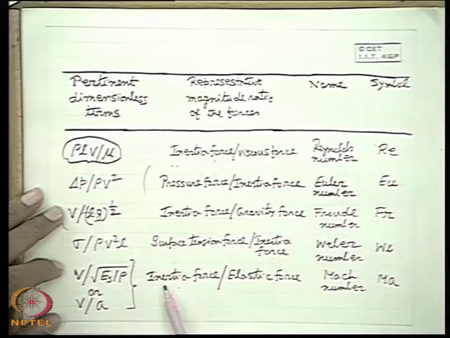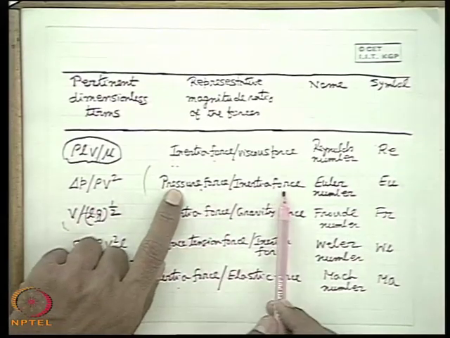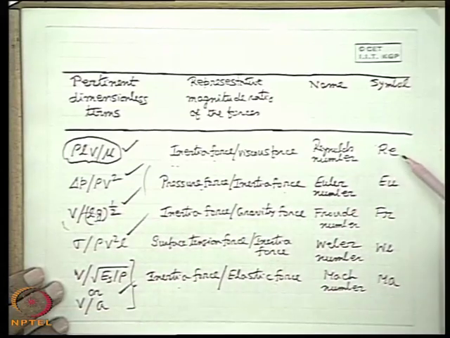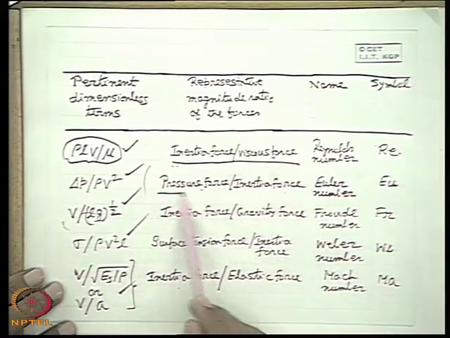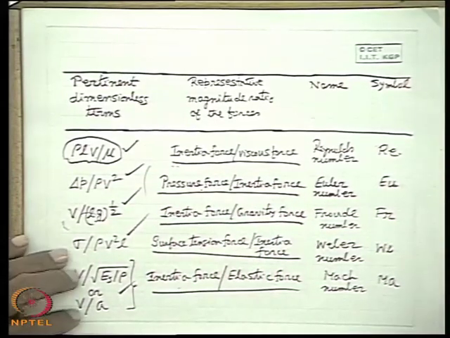Sometimes the Mach number is inertia force by elastic force, and the Euler number is pressure force by inertia force. So these are the conventional forms in which these numbers are defined, and they are the representative magnitudes of certain forces, as the criteria of dynamic similarity. It is very important.